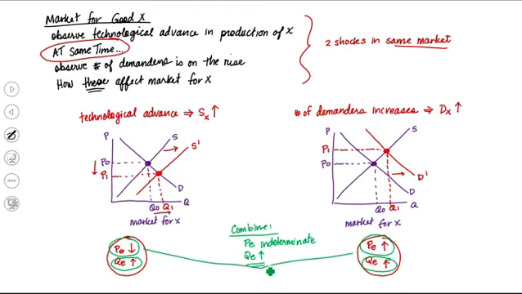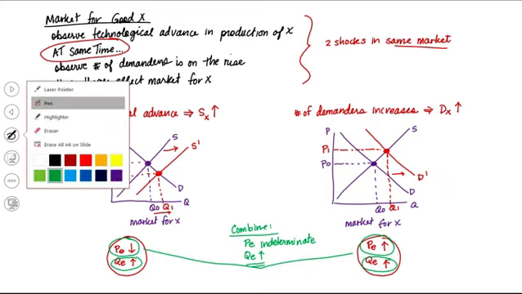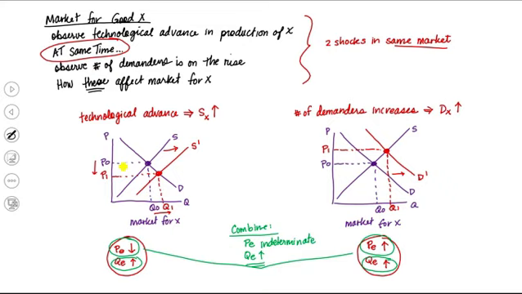going up. Now again, and I'm going to keep repeating this, and I apologize, but I want everyone to be clear, this combining only makes sense when I'm looking at two shocks in the same market. And here they're the same market. Market for X, market for X.